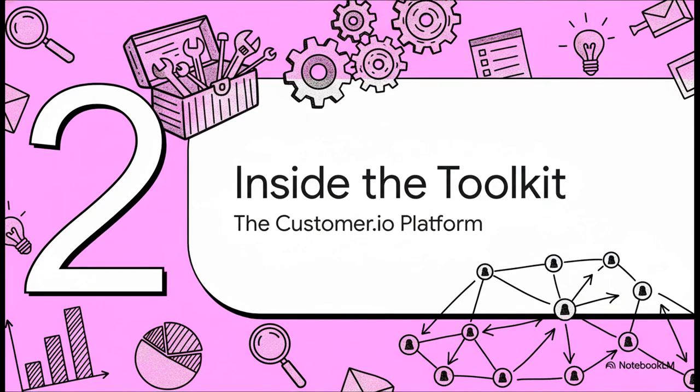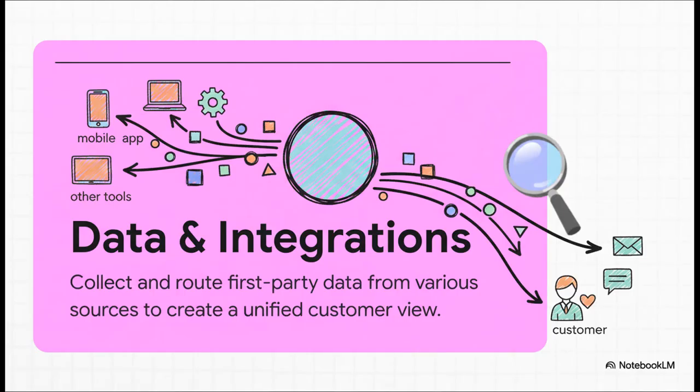So what's actually inside this platform? Let's pop the hood and unpack the core tools, because understanding these is really key to understanding how modern data-driven marketing really works. So everything, and I mean everything, starts with data. The platform's first job is to act like a central nervous system for your business. It pulls in all your first-party data from everywhere, your app, your website, your payment system, and creates one single unified profile for each and every customer. This is the absolute foundation for everything else you're going to do.